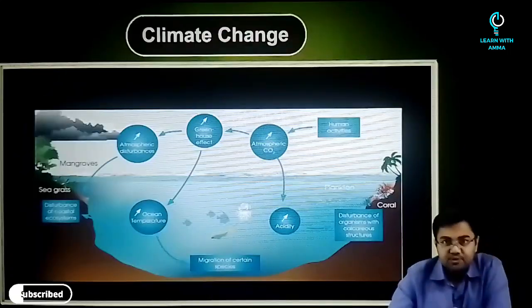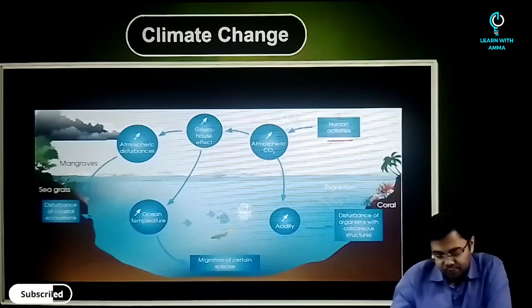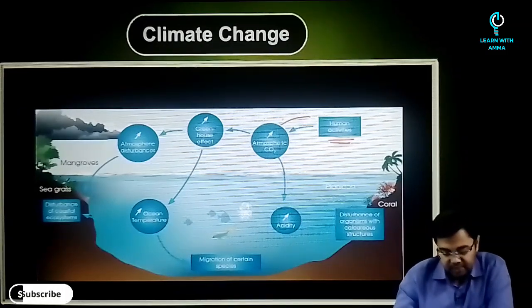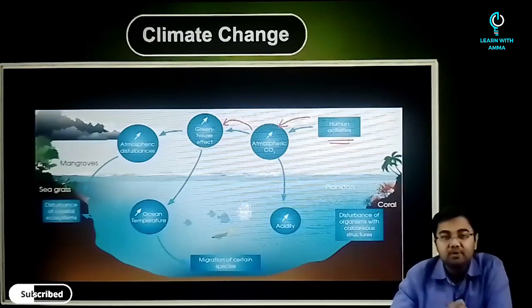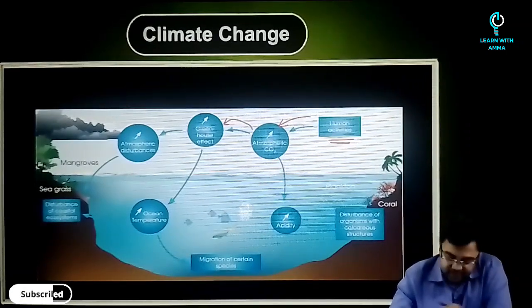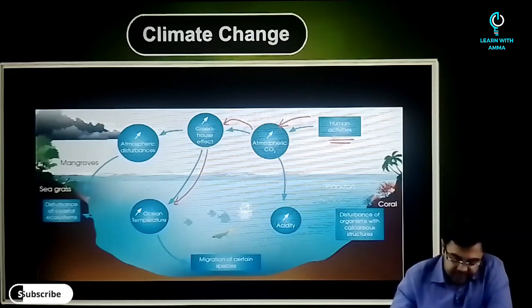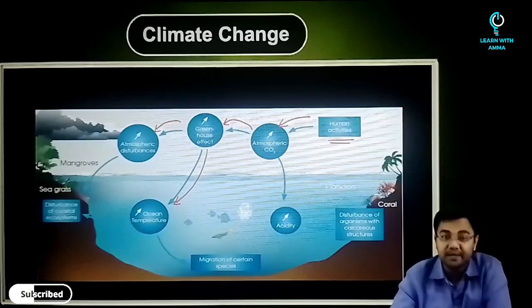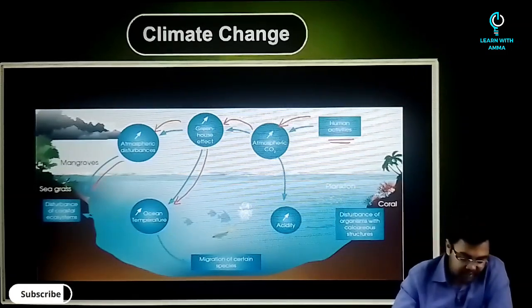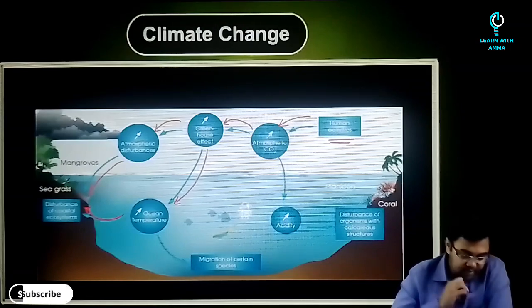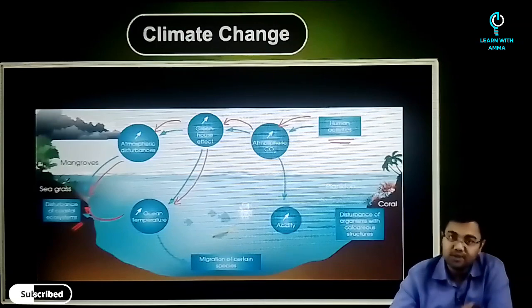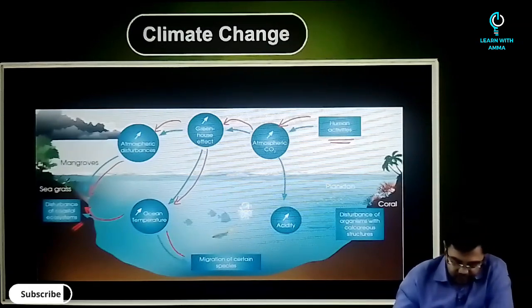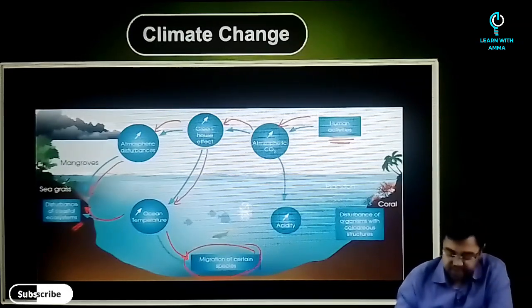So all these kinds of things would happen if we do not take proper steps. Just to summarize, due to human activities, the amount of carbon dioxide in the atmosphere is increasing, because of which the greenhouse effect on the atmosphere is increasing. That means that ocean temperatures are increasing, atmospheric disturbances are increasing, and this would ultimately lead to destruction of the ecosystem in the oceans or the coastal ecosystem. Not only this, it would also lead to migration of certain species.